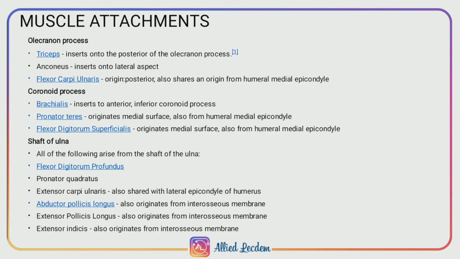Next, we'll see the muscle attachments. In the olecranon process, the important muscles are triceps, anconeus and flexor carpi ulnaris, whereas in the coronoid process, they are brachialis, pronator teres and flexor digitorum superficialis, whereas the shaft of the ulna has flexor digitorum profundus, pronator quadratus, extensor carpi ulnaris, abductor pollicis longus, extensor pollicis longus and extensor indicis.